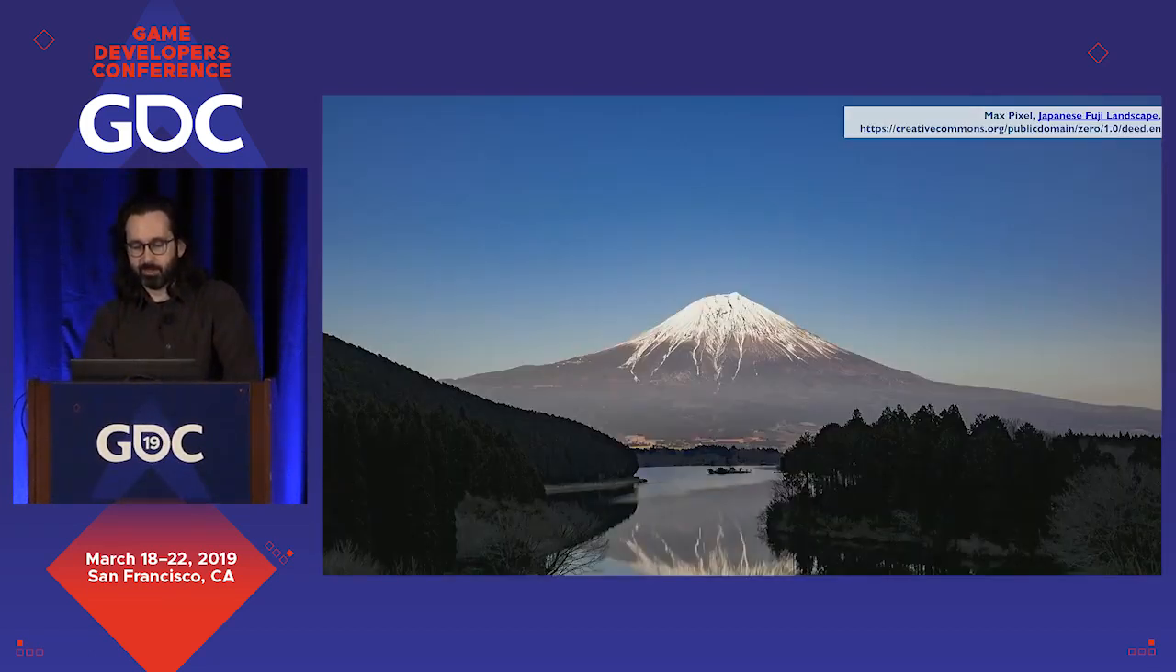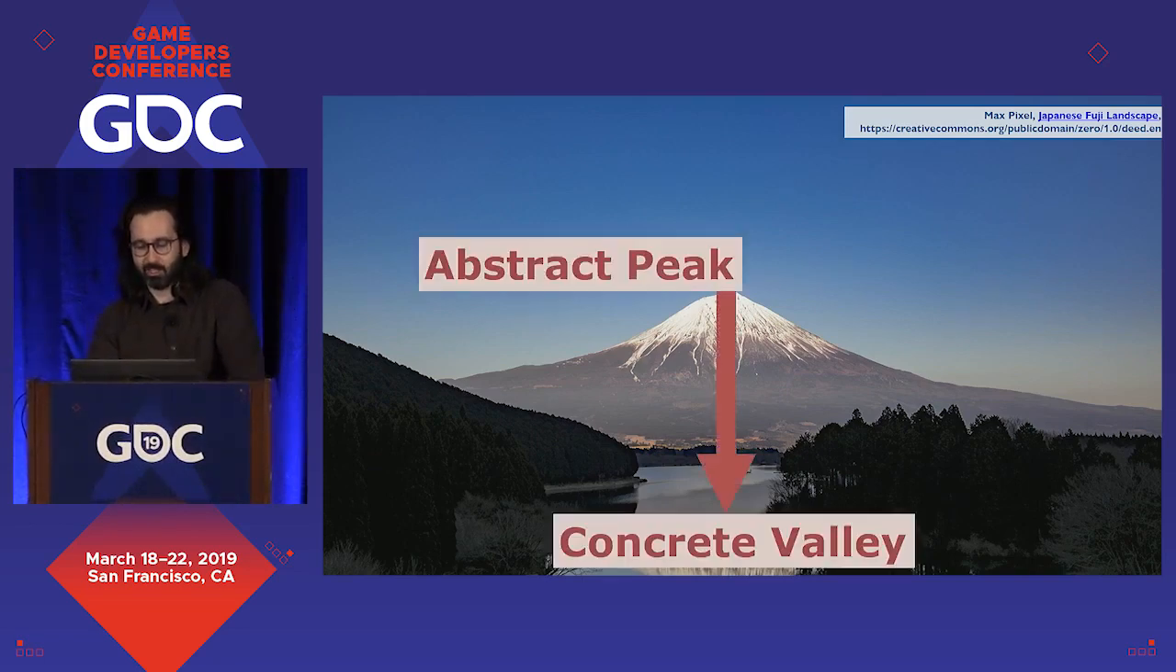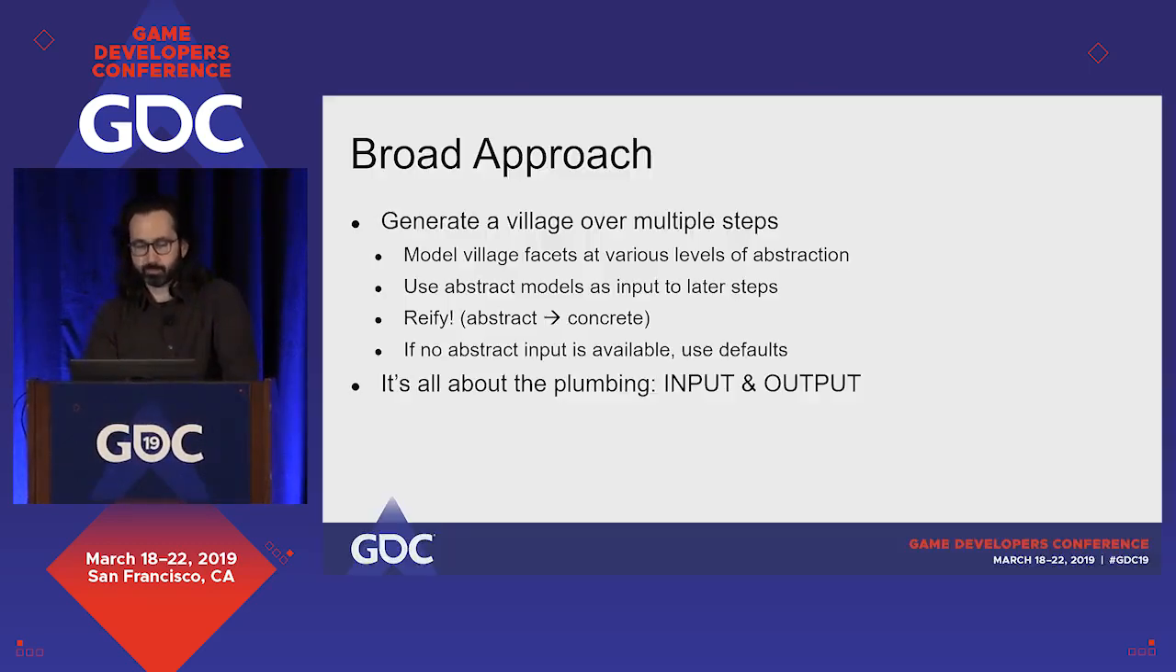OK, this is a mountain. This is Mount Fuji, in fact. But we're going to call it Abstraction Mountain today. So this is a silly metaphor, but it's going to do some work here. Basically, the broad approach we're going to be taking is to model our village very abstractly at first, and then through a process of multiple steps, through transformations, we're going to get down into Concrete Valley, where we're actually fabricating game objects and building something that the player is going to experience firsthand.